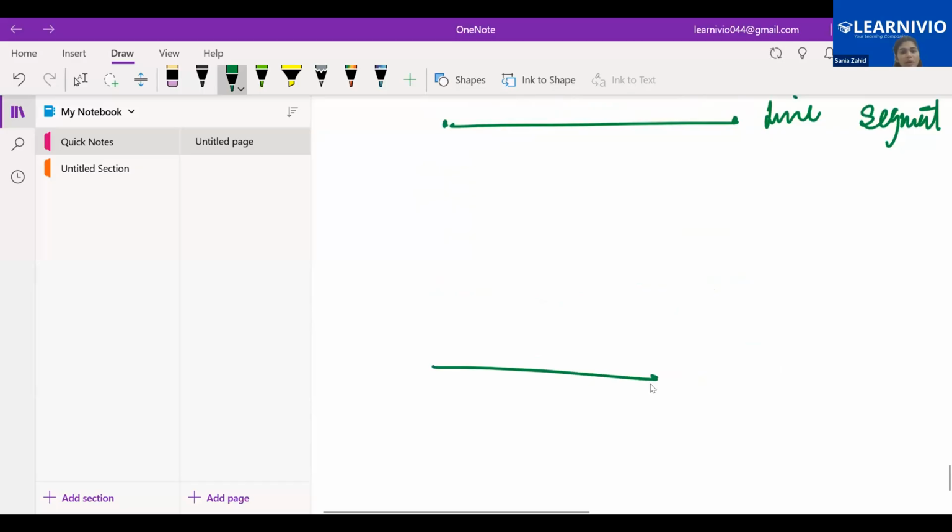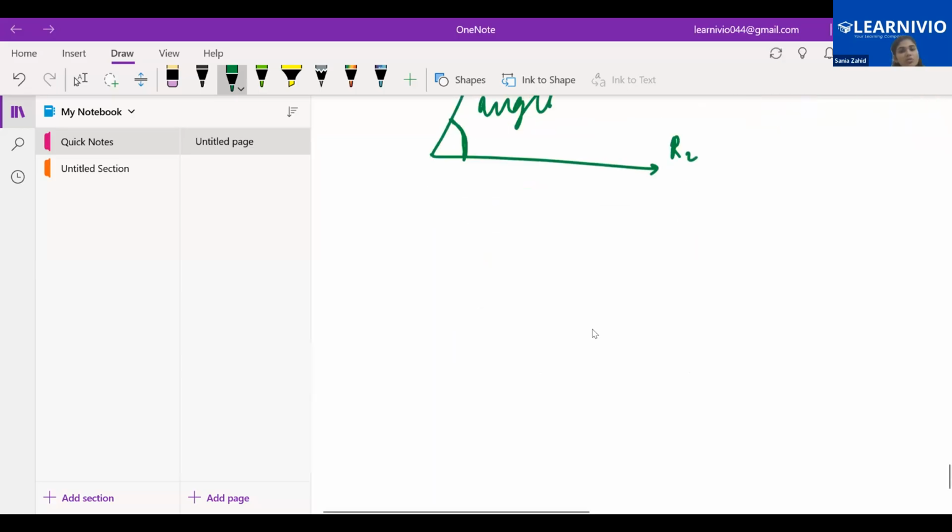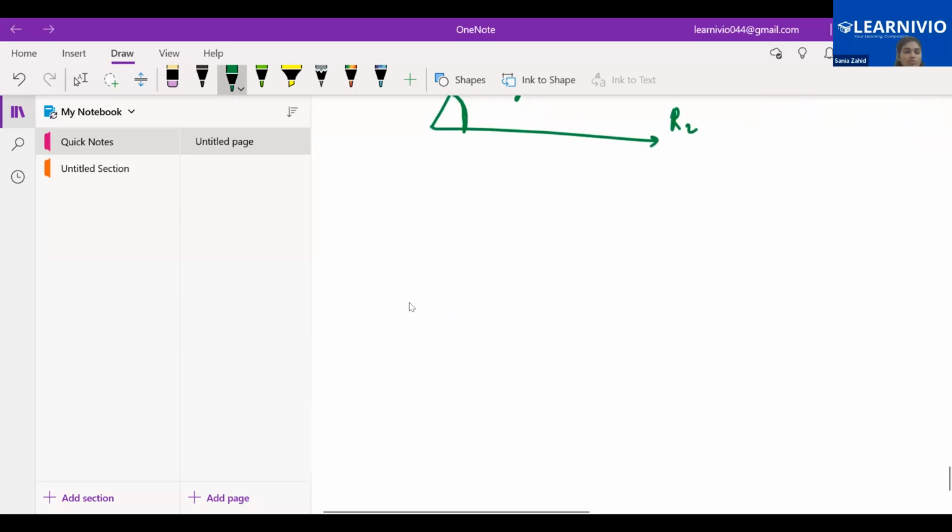Now, if I have one ray, and from here only I draw another ray, this ray is adjusted at some particular angle. So basically two rays, this is ray 1 and this is ray 2. They both will form an angle between them. It can be anything: 60 degree, 30 degree, 40 degree, 70 degree, 80 degree, 90 degree. So how many types of angles do we have? The first type of angle that we have is complementary angles.